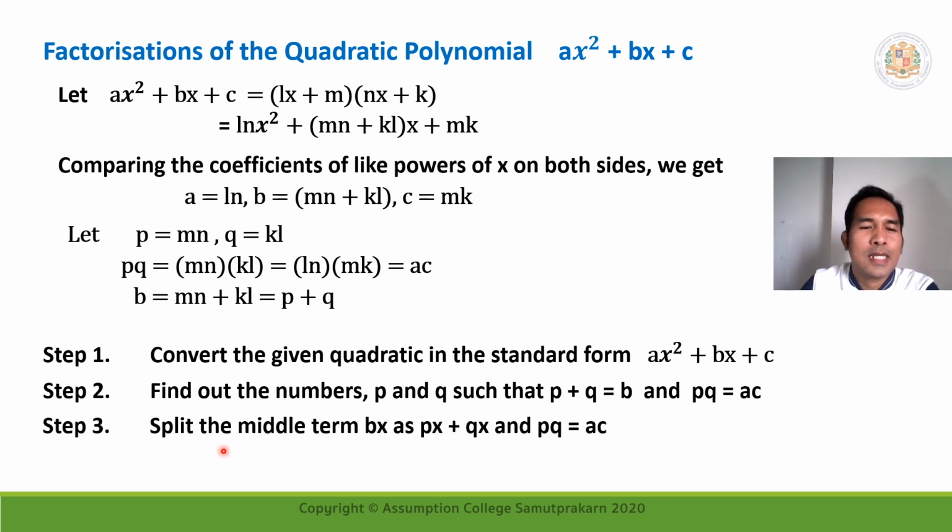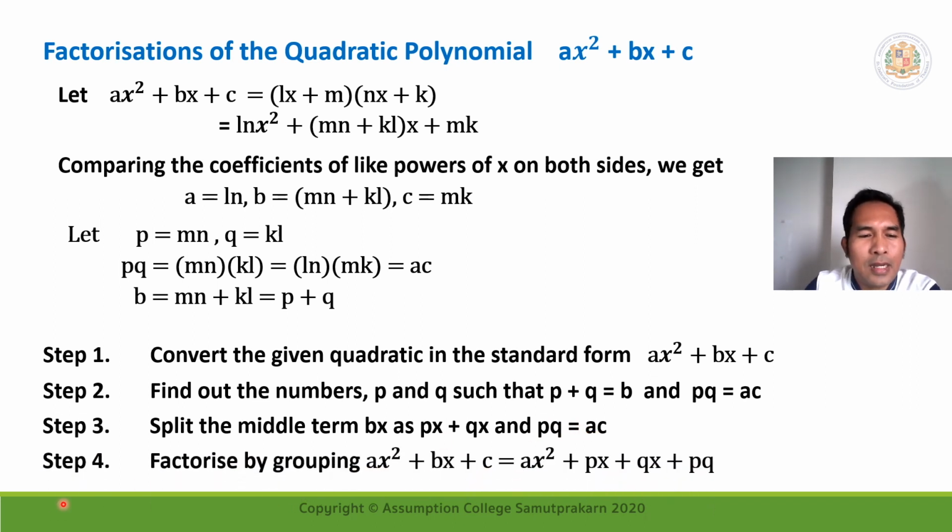Step 3, split the middle term bx as px plus qx, where pq equals ac. Then step 4 is factorize by grouping: ax squared plus bx plus c is equal to ax squared plus px plus qx plus c. Okay, so again, we have to recall factorization by grouping.